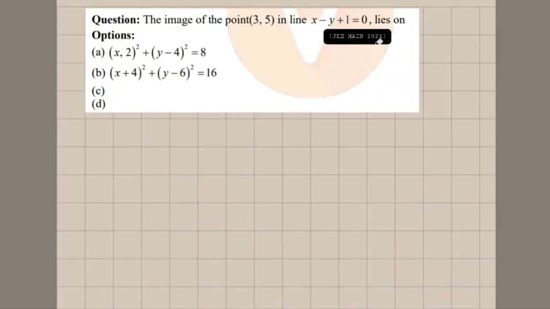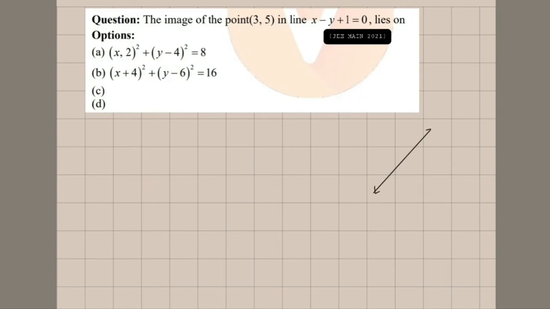Okay, the next question, this is also given in 2021. The image of point (3, 5) in the line x minus y plus 1 lies on. So we need to find the image of (3, 5) with respect to the mirror line x minus y plus 1. So the concept is clear.